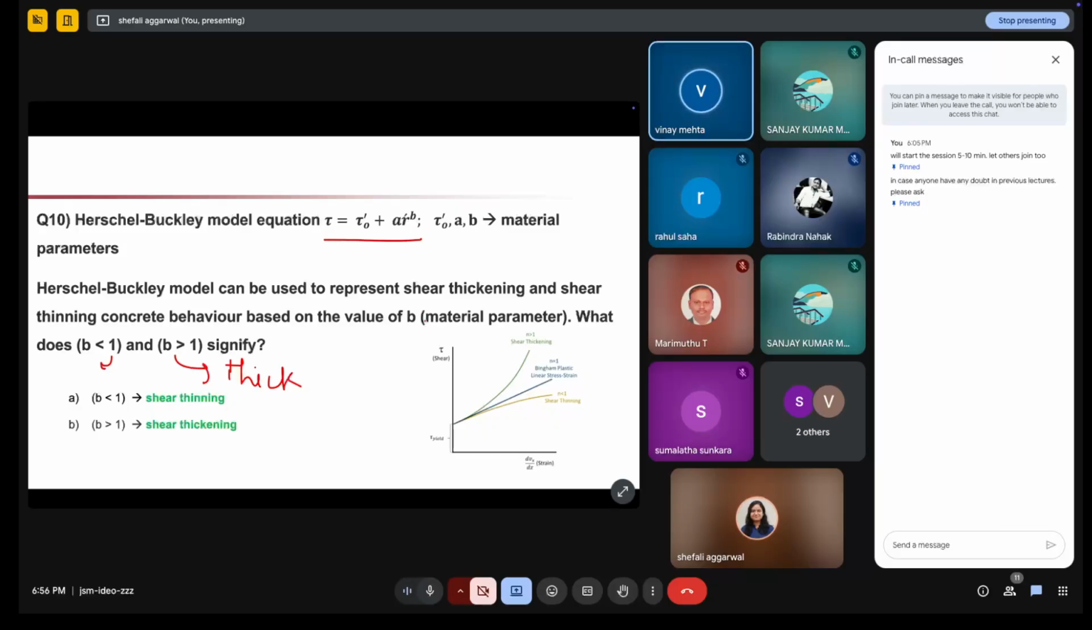So if we see from this graph, this relationship, if you apply it on this graph, you will get your B value. If it is less than 1, in this case it is written N, you will get shear thinning. If it is greater than 1, shear thickening, and if it is equal to 1, then it is a Bingham model only.